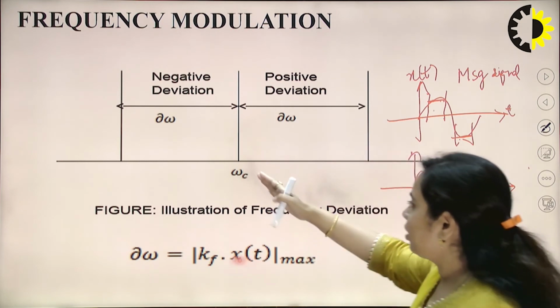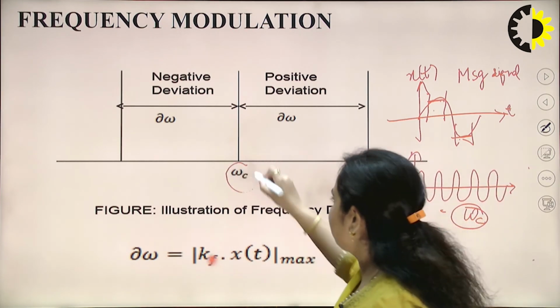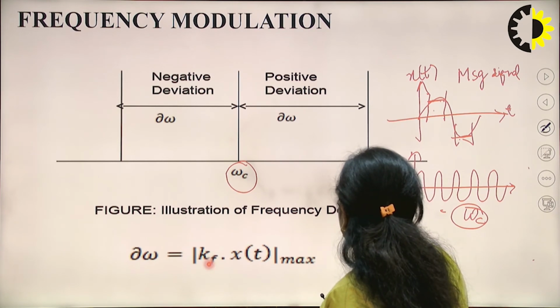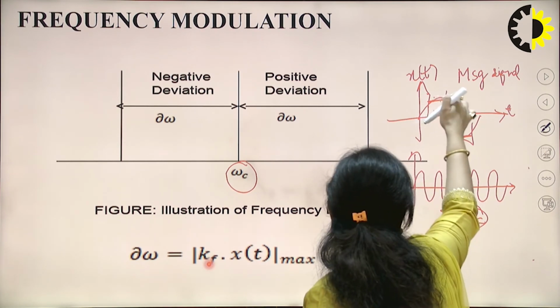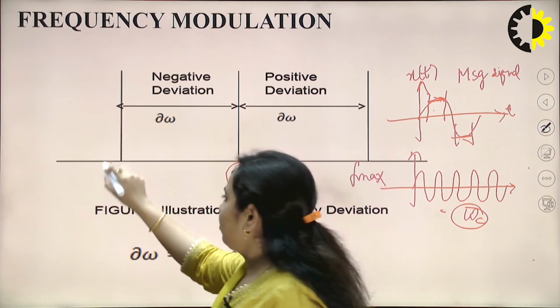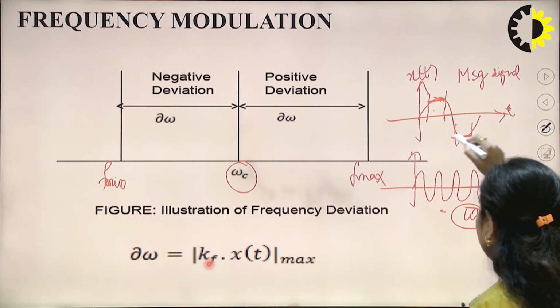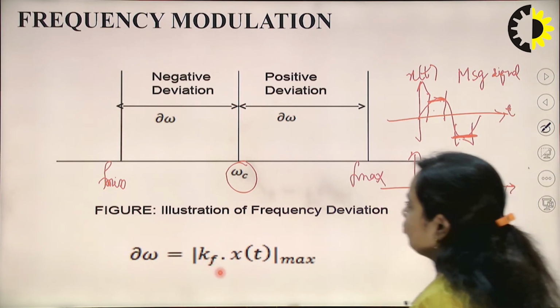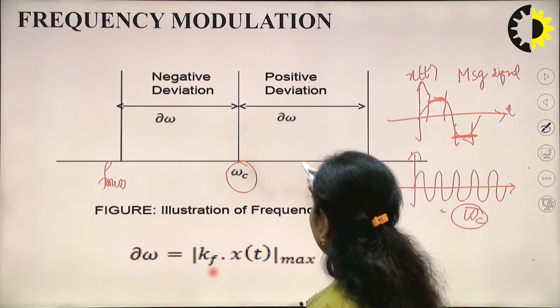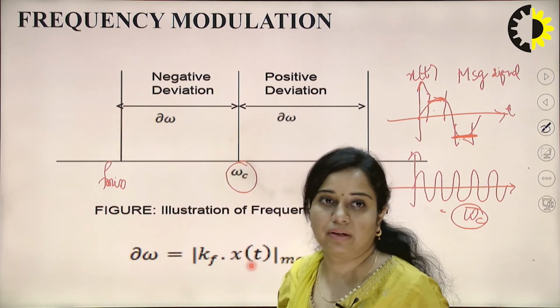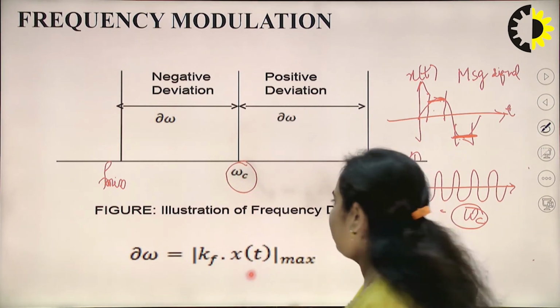So that is what is shown over here. This is omega c, the center frequency. This will be the maximum frequency, that can be written as f max corresponding to this one, and this will be the minimum frequency, that is known as the most negative frequency. If you are going to calculate this value, this is known as positive deviation, this is known as negative deviation, depending on the amplitude of the message signal.